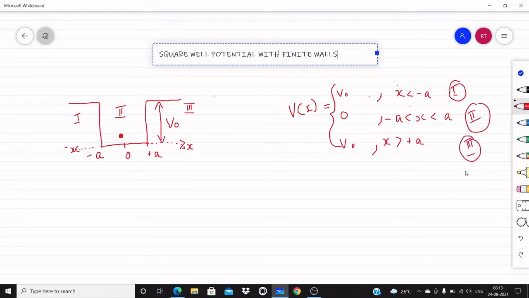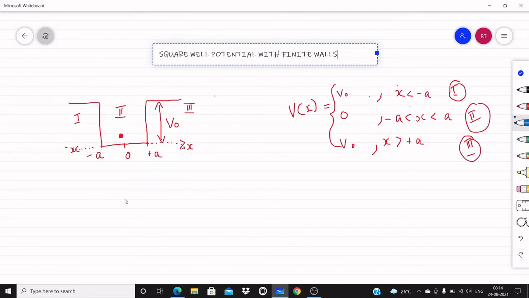Now we have an idea about the amount of barrier the particle has to face. We have a clear idea about the regions, the possibility of movement of the particle. Now, let us find the Schrodinger equation in various regions.